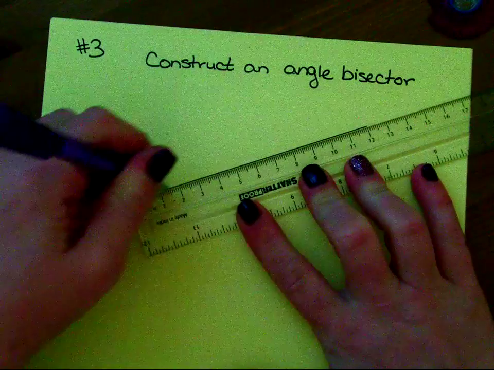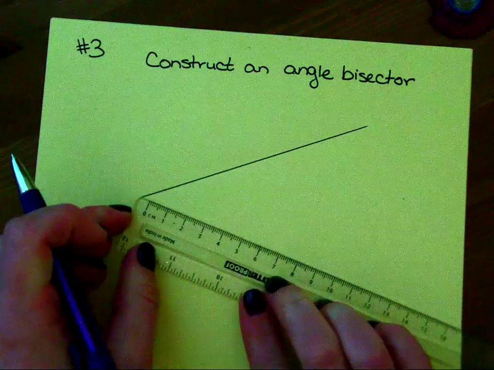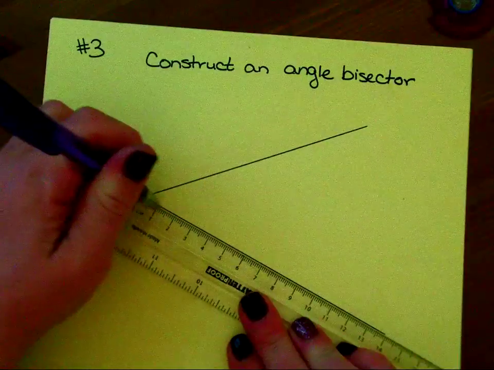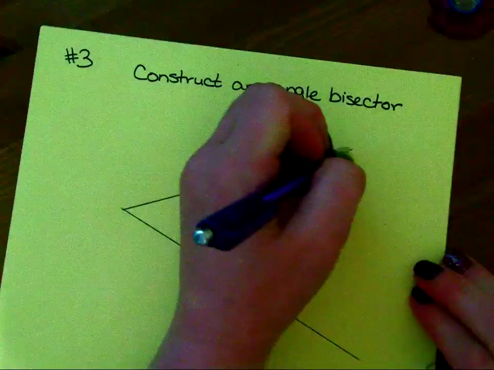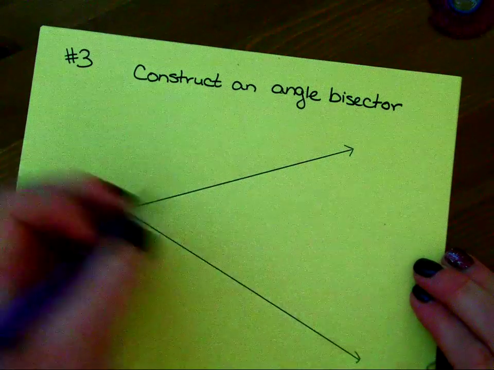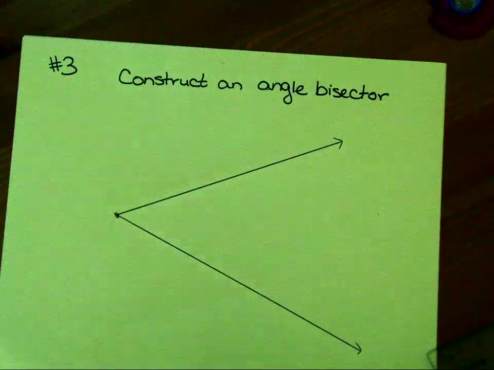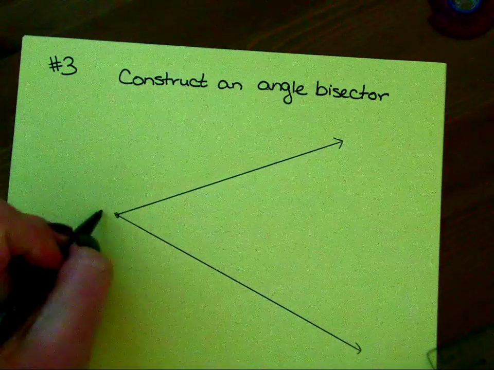I'm going to make myself a nice angle. You can make an obtuse angle, an acute angle. Any size angle will do. Don't forget your arrows on the ends and my nice vertex. Okay, I'm going to label my vertex as N.